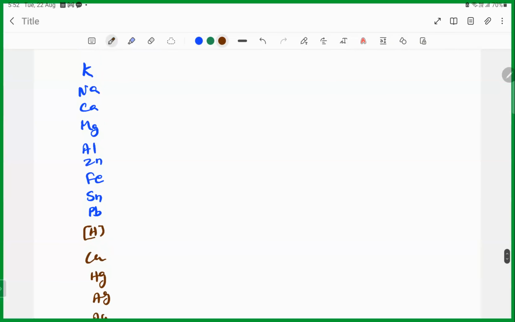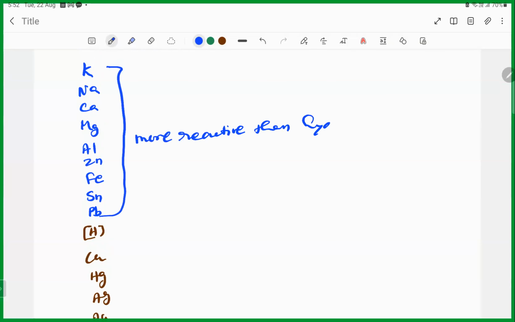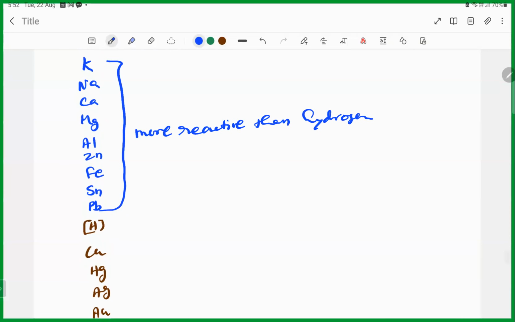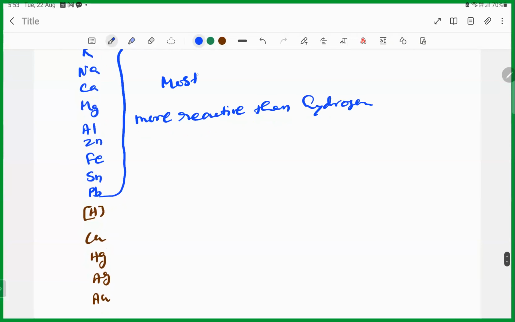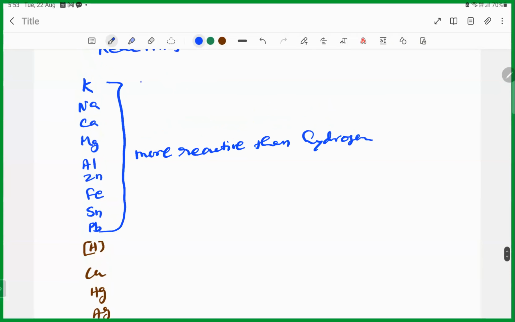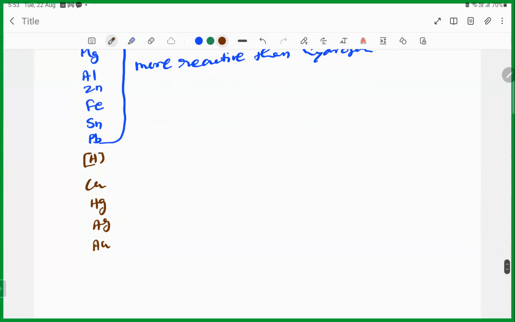So look here. The blue color, whatever I have written, those are metals more reactive than hydrogen. Which is the most reactive metal? Potassium is the most reactive metal. Which is the least reactive metal? Those are less reactive than hydrogen. So this one is known as the least reactive metal.